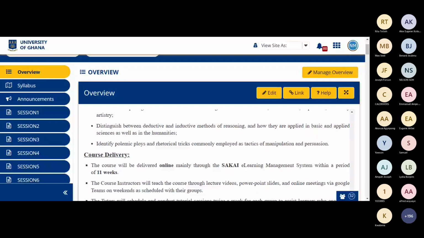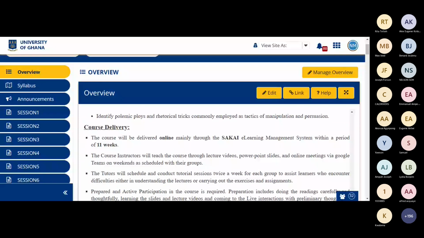That's unit 9. And then unit 10 will engage all the informal fallacies proper, taking you through the whole course outline.